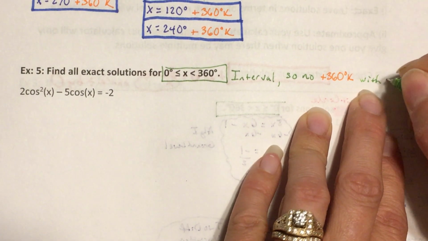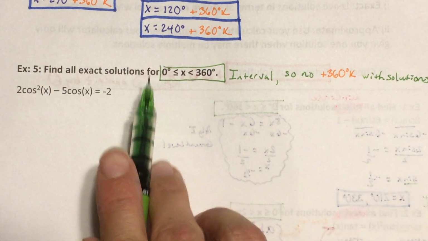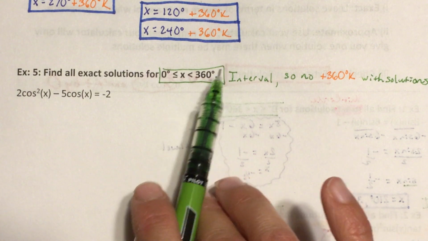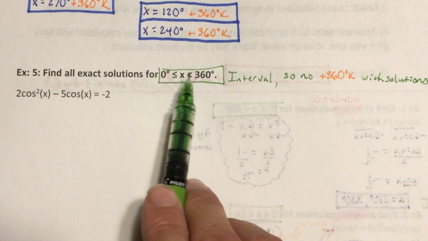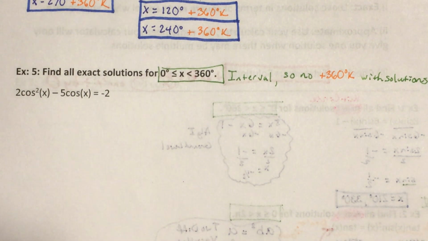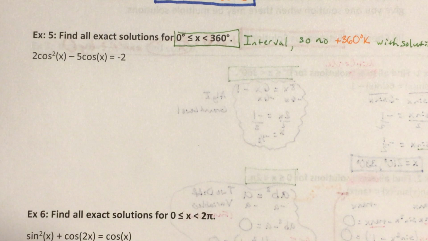With our solutions, because this is saying, hey, I don't want any further rotations like 720 degrees. We only want angles that are within one rotation of the unit circle, or regular quadrants 1, 2, 3, and 4. So looking at example 5, we've got 2 cosine squared x minus 5 cosine x equals negative 2.